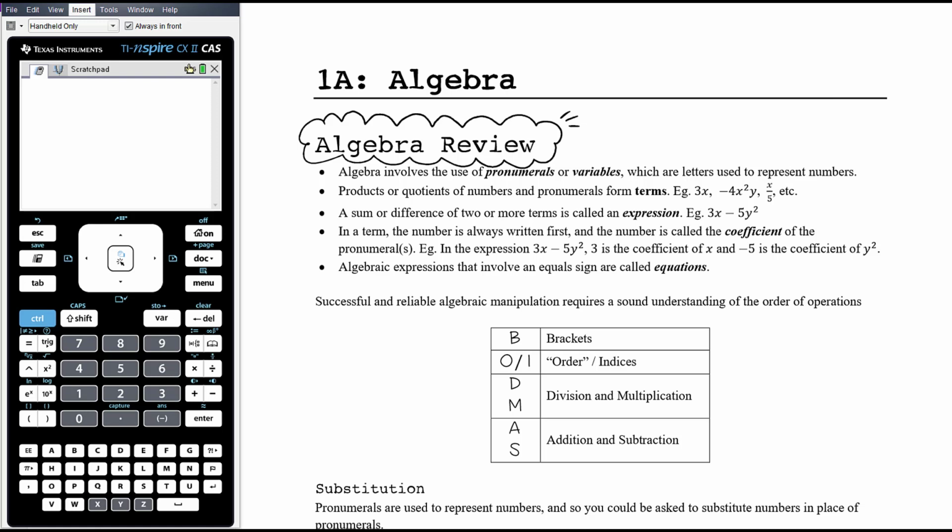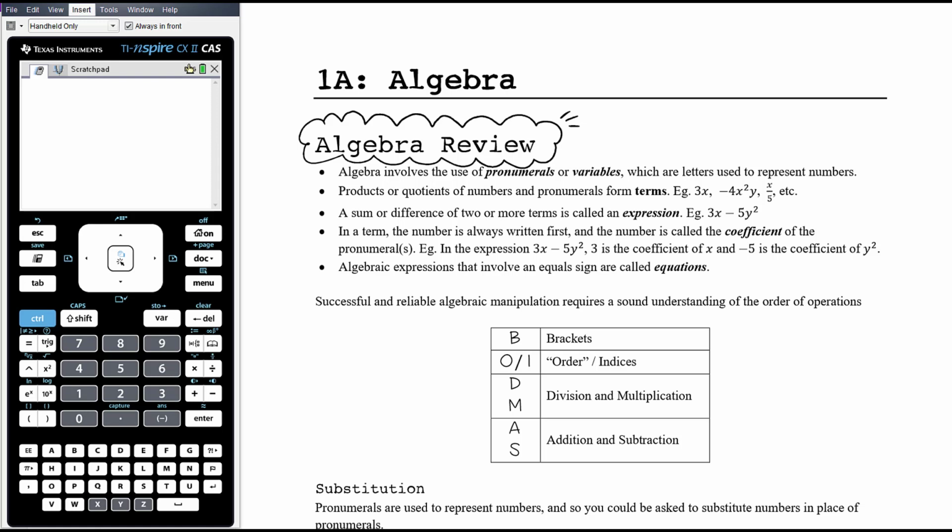And then when we take the sum or difference, so sum being adding and difference being subtracting, of 2 or more algebraic terms, we create something called an algebraic expression. Okay, so 3x minus 5y squared, there's 2 terms in that expression. Okay, we're adding or subtracting the terms.